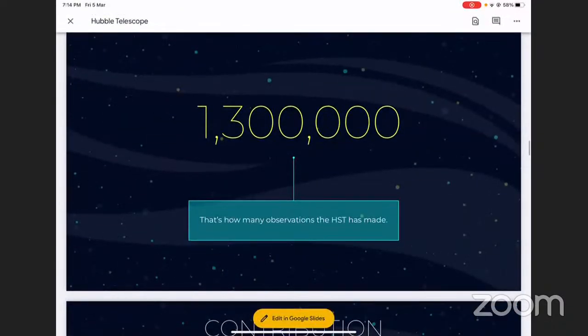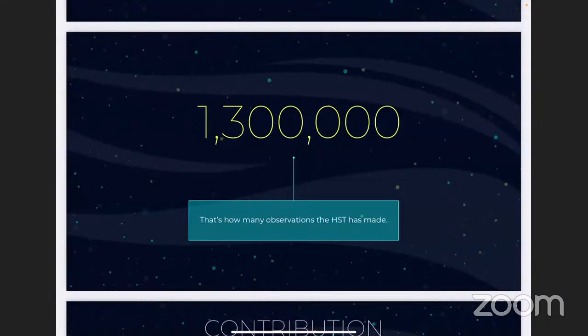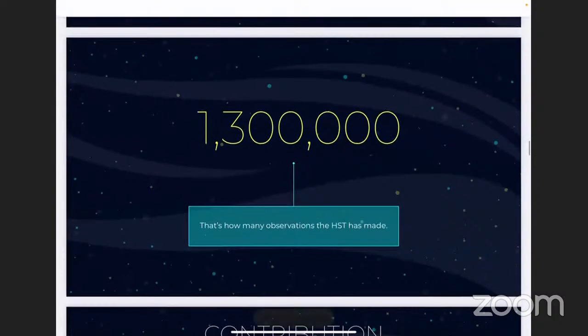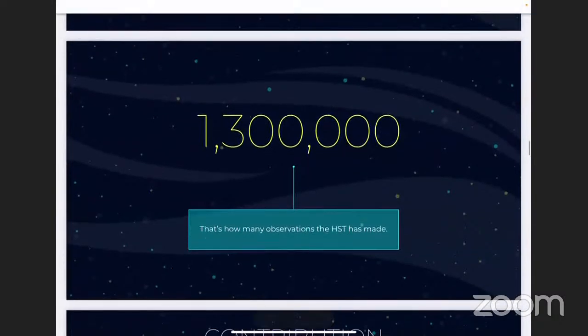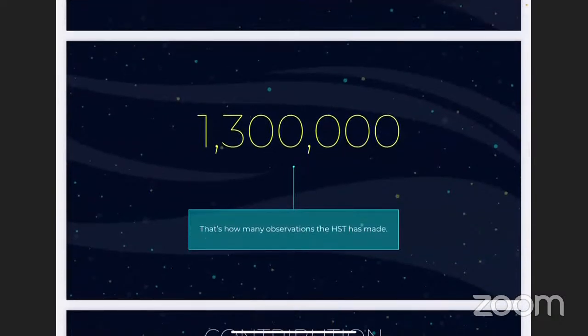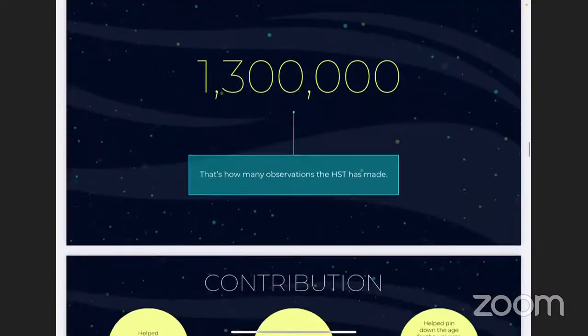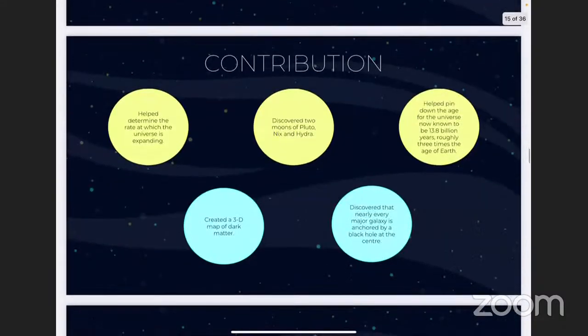The Hubble Space Telescope has made 1,300,000 observations to this day. It is still in service, and it's been in service for around 30 or so years right now. Its contributions: it's helped determine the rate at which the universe is expanding.